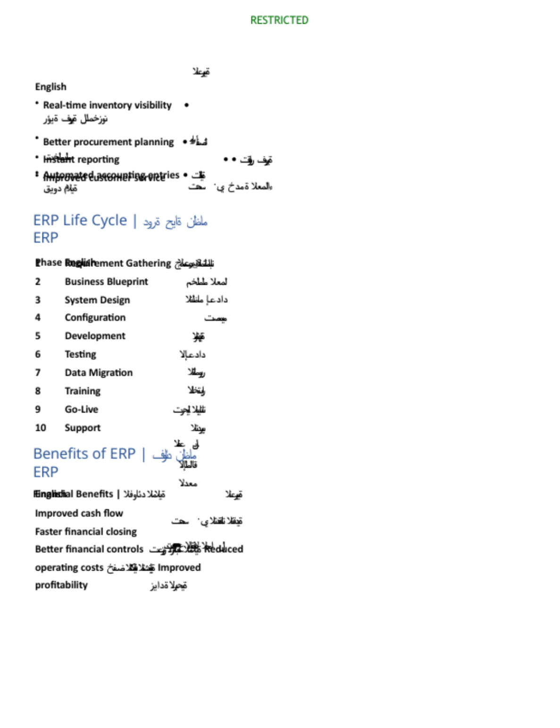Let's talk about the financial benefits that come with implementing an ERP system. We're looking at better financial controls, which help keep everything accurate and transparent. This leads to reduced operating costs, saving money where it counts, and ultimately improved profitability, meaning the business can grow stronger. Beyond that, ERP improves cash flow and speeds up financial closing, so decisions get made faster. These benefits work together to create a healthier financial foundation for any organization.